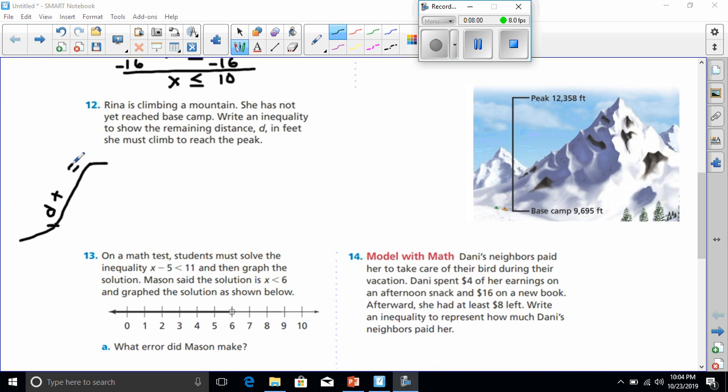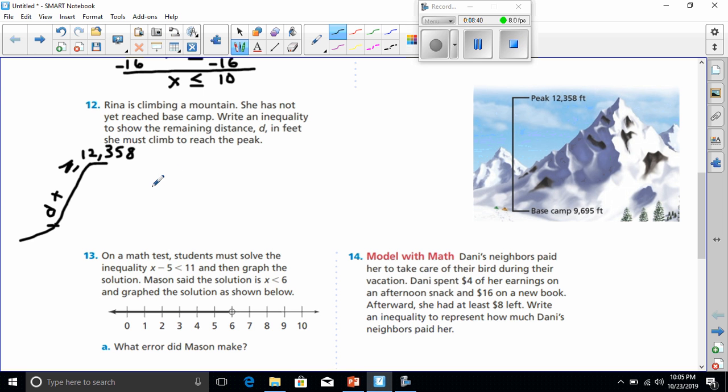So what we have to remember is that whatever she's going, since she hasn't reached the base camp, is going to be more than the distance from the base camp to the peak. So it's going to be greater than 12,358 feet. So since we know that we're going to have to add, oh no, I see it here. What we're realizing is what is the distance in feet she must climb.